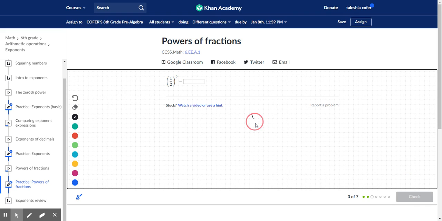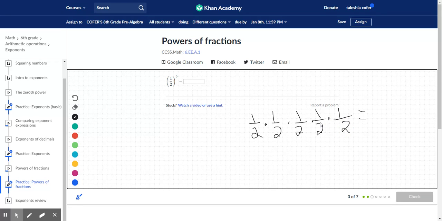Here I have 1/2, and they want me to multiply it by itself 5 times. Why did I write 1/5? Sorry, guys. They have 1/2, and they want me to multiply by itself 5 times. So 1/2 times 1/2 times 1/2 times 1/2, and finally times one more 1/2.